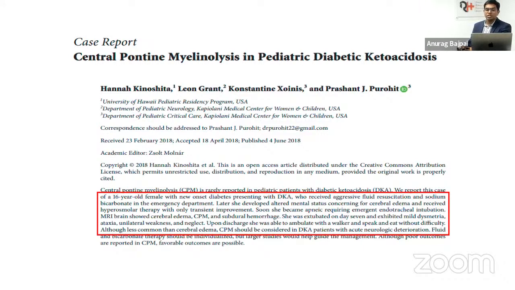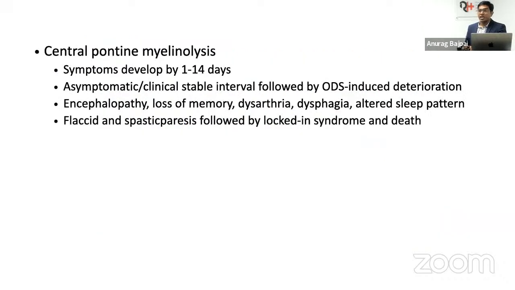So the important message from this case report was that if you give unnecessary fluid, or if we correct the cerebral edema inappropriately, then it can cause ODS. So the patient may have some complication. Finally, let us discuss the symptoms of central pontine myelinolysis. As we discussed, a patient initially may become asymptomatic, so there could be a lucid interval. In that time, if we have the risk factor, then we have to be worried.